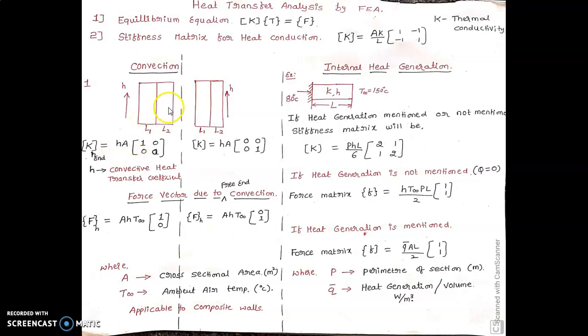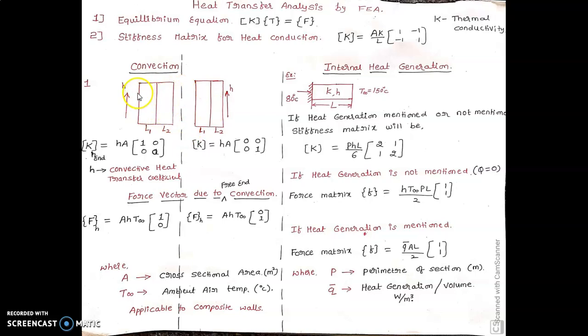Similarly, in the next figure, the convection is taking place at the right hand side of the given element. So here you need to take 1 here, rest all are 0. HA 0 0 0 1, okay. I hope you understood the difference between the convection at the left hand side and the right hand side.